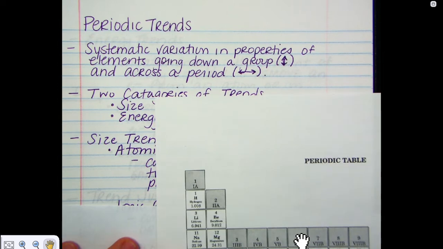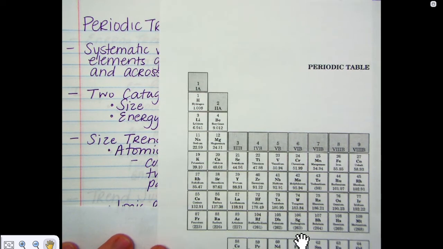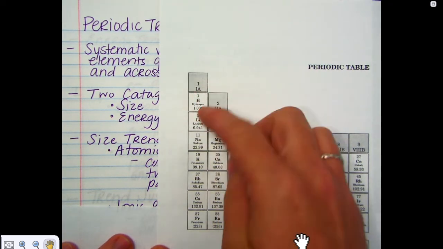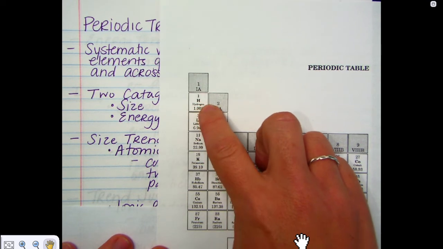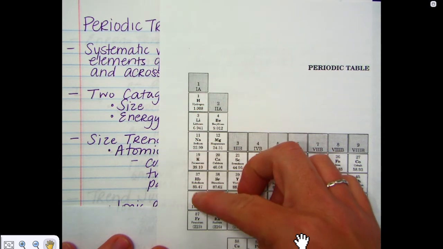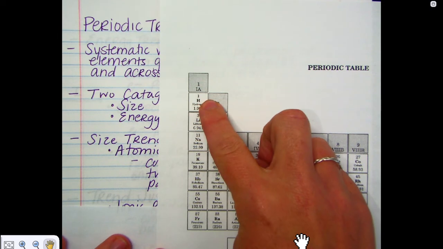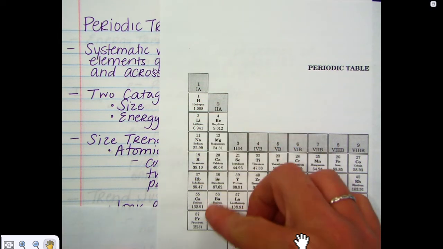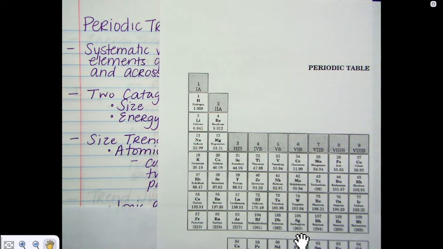So if we look just at the 1A column on the periodic table, we know that this is primary energy level 1, 2, 3, 4, 5, 6, 7. One concentric circle is for sure going to be smaller than 7 concentric circles. So as we go down the table, it is going to get larger.